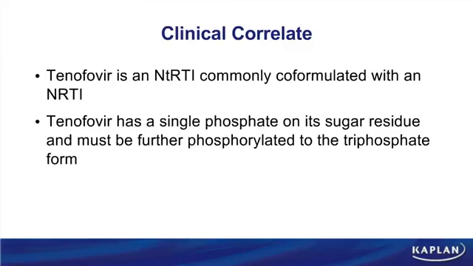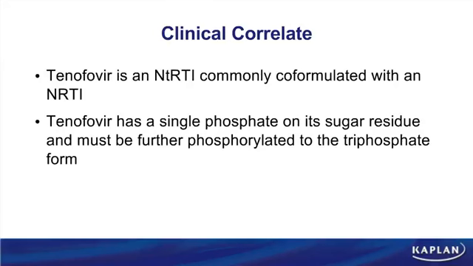In the margin is a clinical correlate about the drug tenofovir. Tenofovir is different from the other drugs we've just discussed. It is a reverse transcriptase inhibitor, but it's a nucleotide reverse transcriptase inhibitor. This has become a very, very popular drug. In reality, tenofovir has a single phosphate on its sugar residue. It still requires 2 more phosphates to become triphosphorylated.